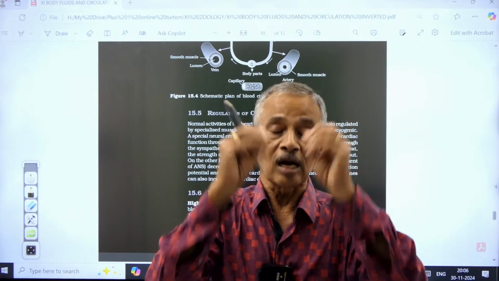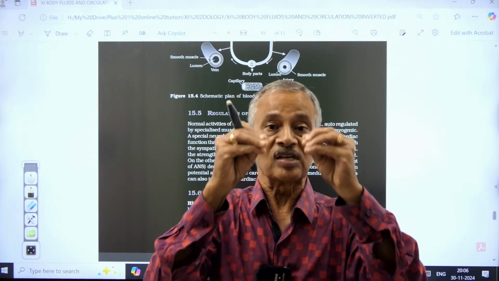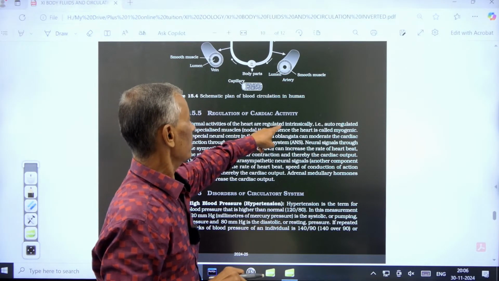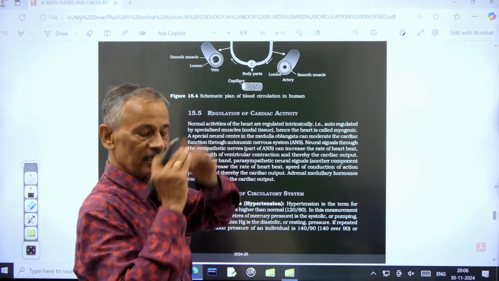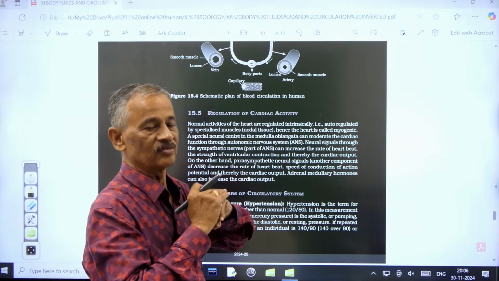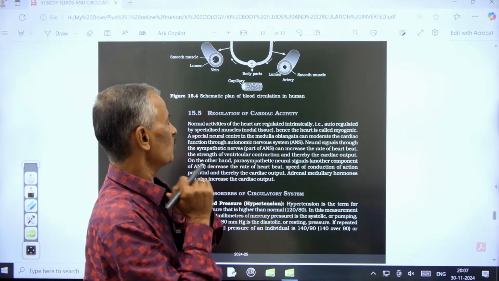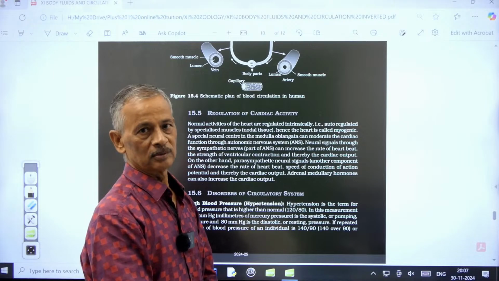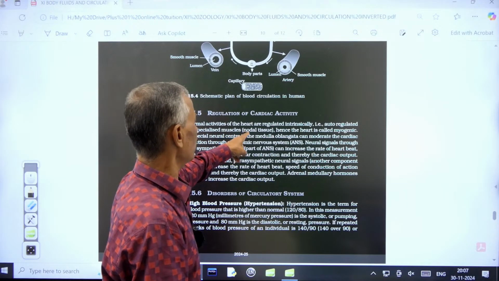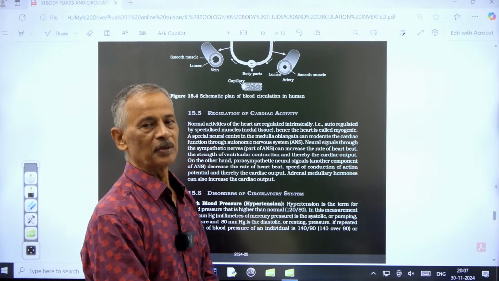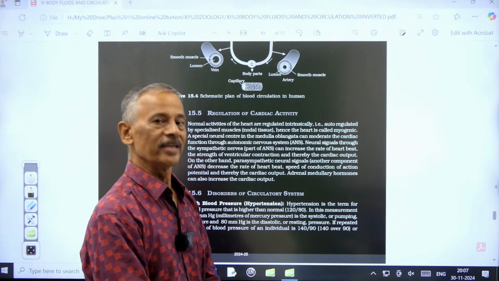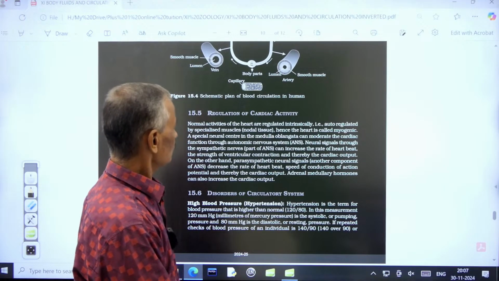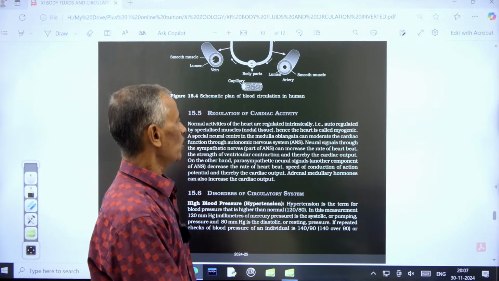Our heart is controlled by a special type of muscles called nodal tissues. Okay. Normal activities of the heart are regulated intrinsically, that is internally. Our heart muscles themselves control the normal functioning of the heart. It is auto-regulated, self-controlled by specialized muscles called nodal tissues. We have two nodal tissues, the SA node and the AV node. These are all specialized muscles. Okay. So, our heart is called myogenic.